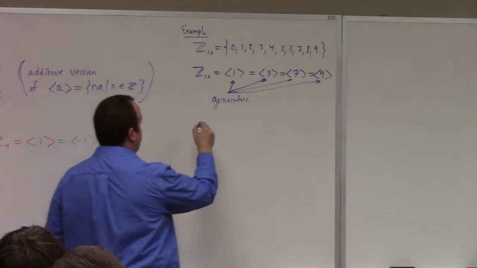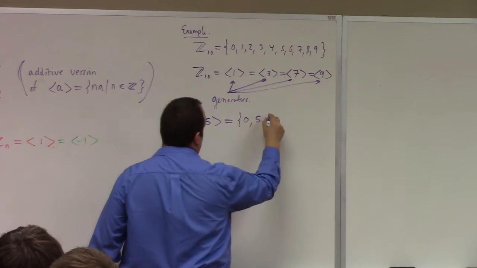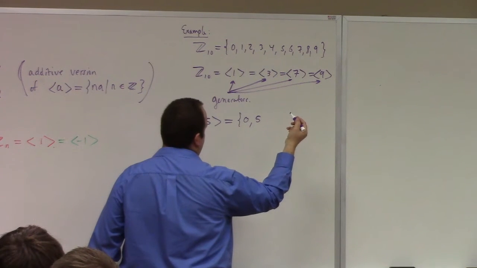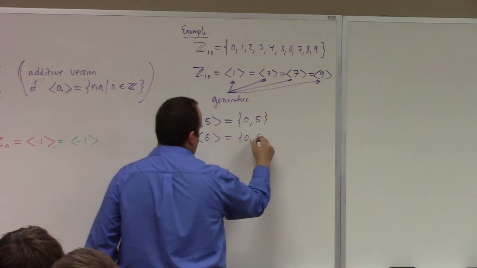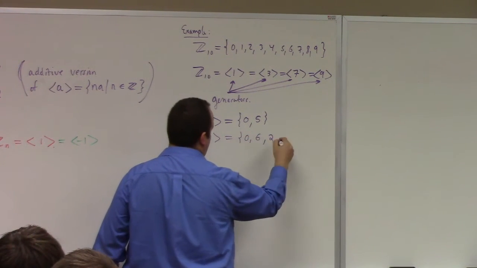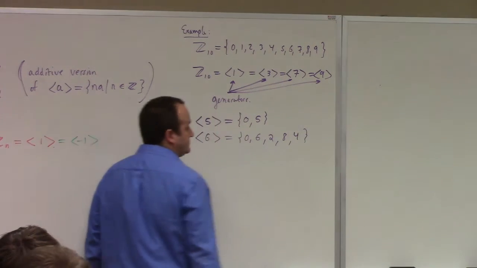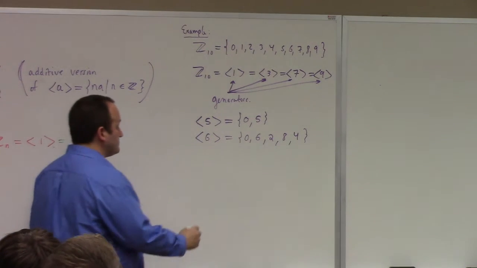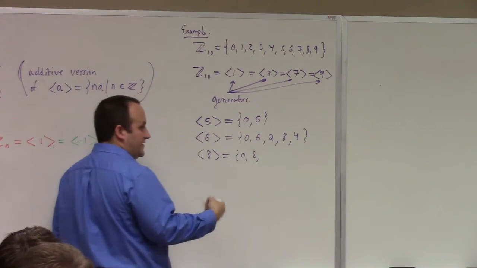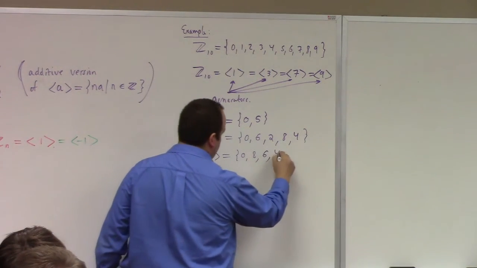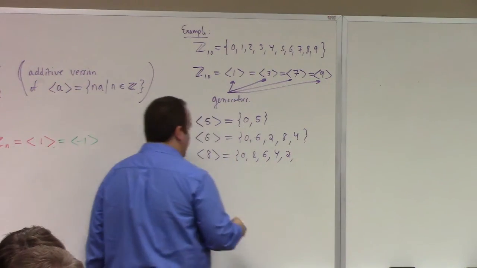So for example, the cyclic subgroup generated by 5 is what? 5 plus 5? Yeah, that's it. Or if you look at 6, what do you get? 6 plus 6 is 12, which is 2. 2 plus 6 is 8. 8 plus 6 is 14. So you get the evens. With 8, what do you get? 0, 8. 8 plus 8, 16. 16 plus 8 is 24, 14 plus 8 is 22, 22 plus 8, 0 again.